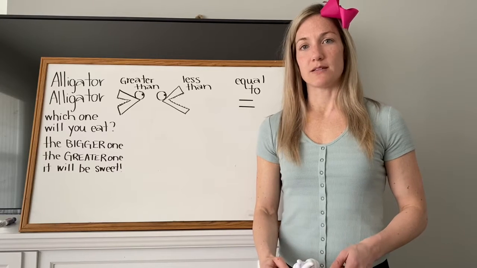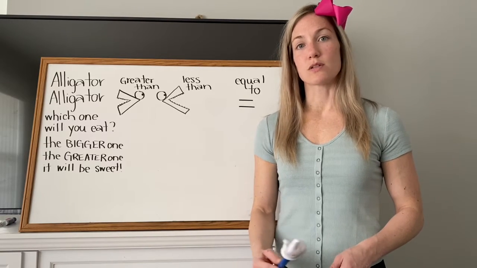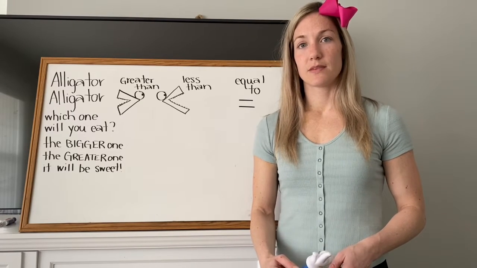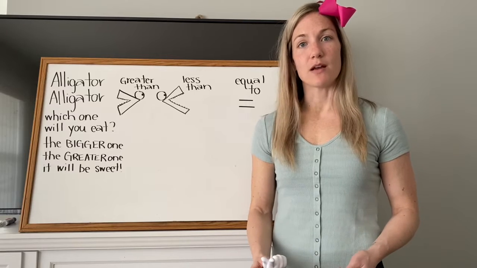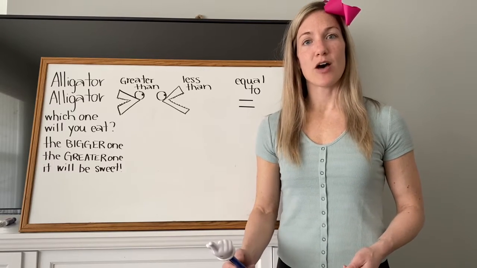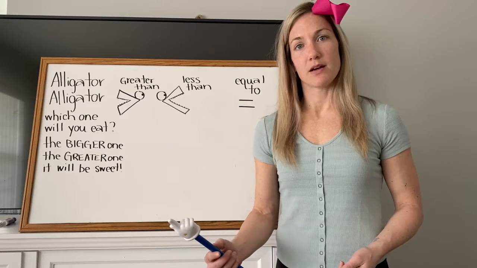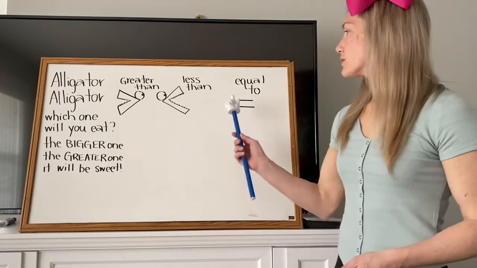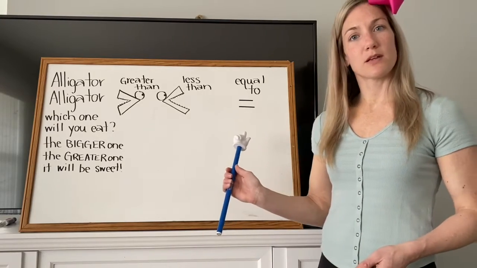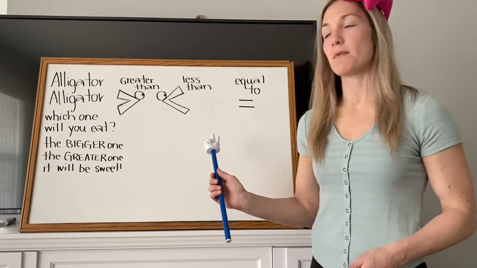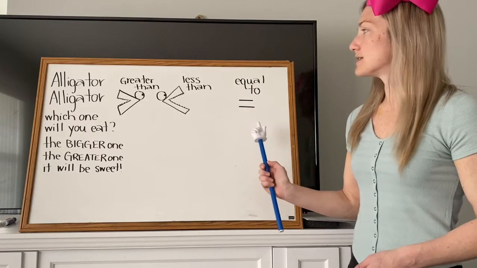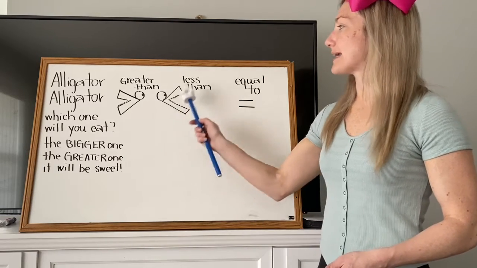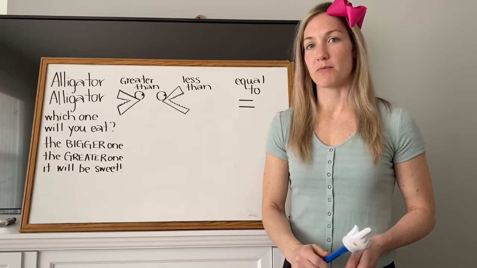What's a good way that we can tell if a number is bigger or smaller than another number? Where can we look? If you said your hundreds chart, you would be right. We can look at our hundreds chart to help us to remember, is that number bigger or is that number smaller than another number? We're also going to look at another symbol that we're familiar with when we do our addition and our subtraction problems. This symbol means equal to. So our alligators are going to help us do our math problems today.